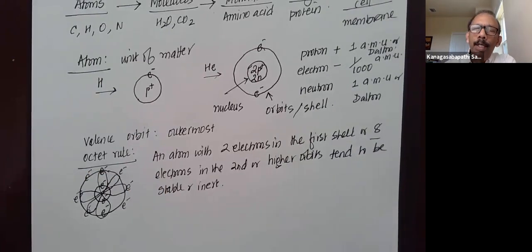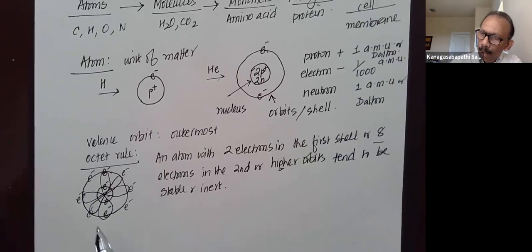Once they are complete, they don't want to bother with anyone. But if they're not complete, they may try to make it complete by making bonds with other atoms. That's something important to understand.